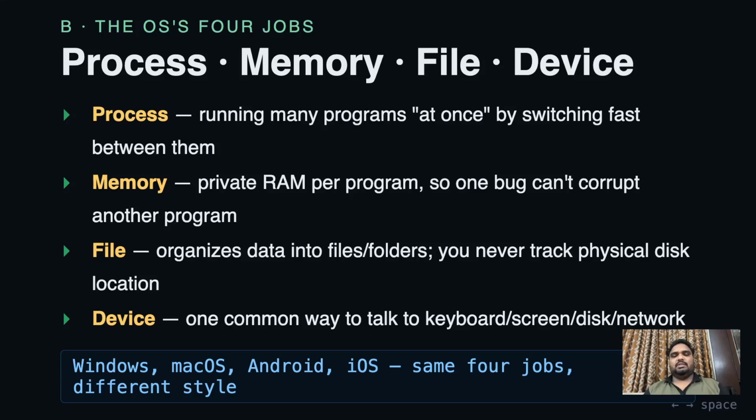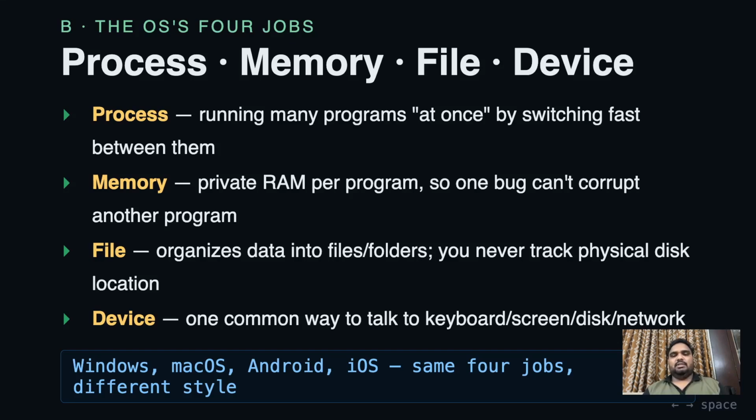Second is memory management, giving every program its own private slice of RAM. So if one program has a bug and corrupts its own memory, it can't reach into another program's memory and break that one too. Third is file management, organizing our data into files and folders. So a program just asks for notes.txt and never needs to know which physical spot on the disk the data actually lives on. And the fourth is device management, talking to the keyboard, the screen, the disk, the network card, all through one common interface. So a program doesn't need a completely different plan for every brand of keyboard on the market.